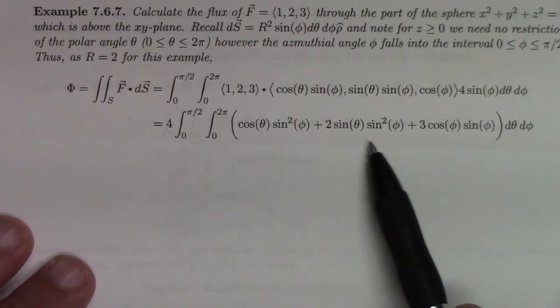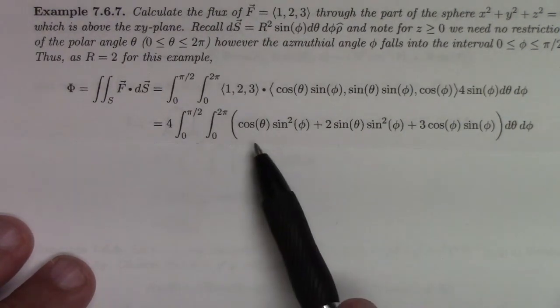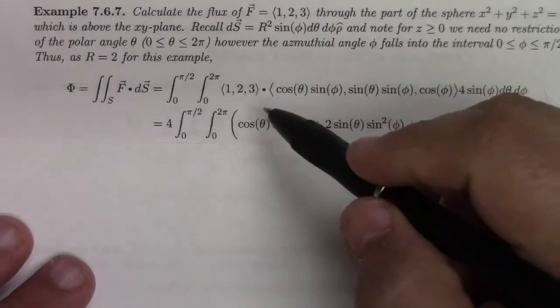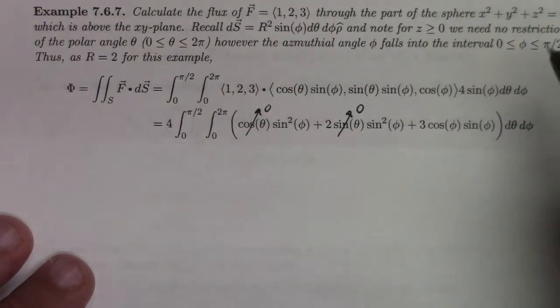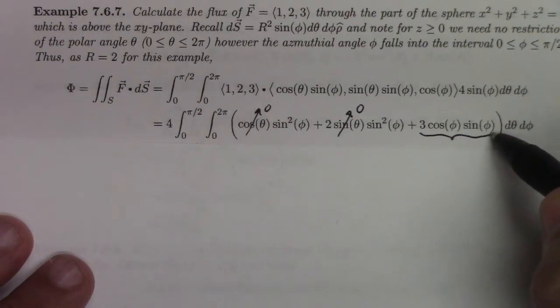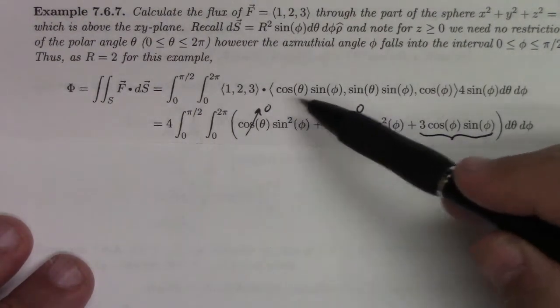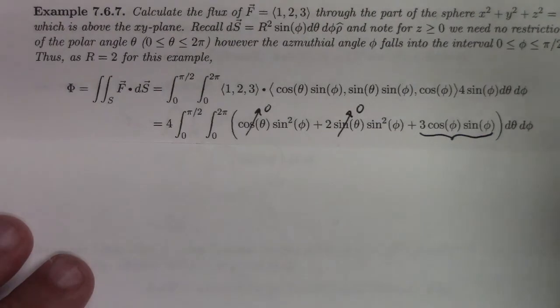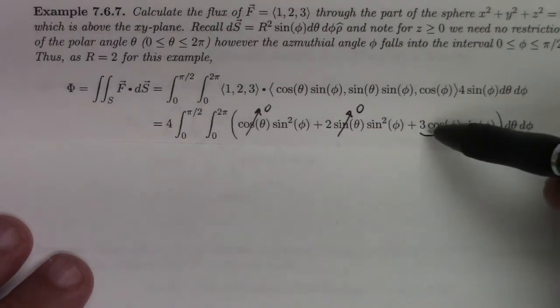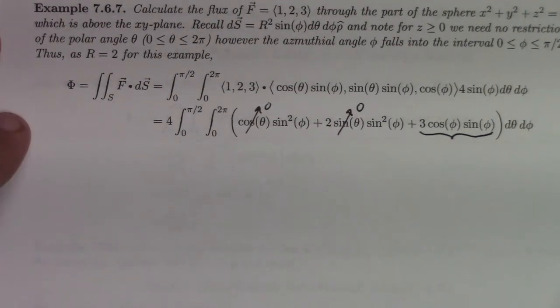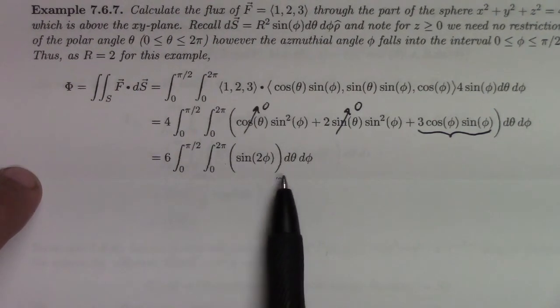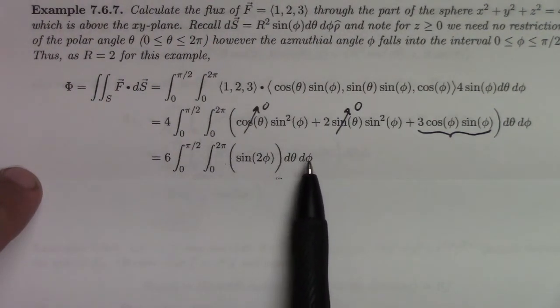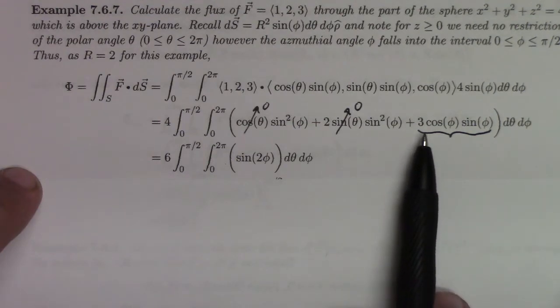Since we're integrating theta from 0 to 2 pi, this is going to drop out, this is going to drop out. This is the only thing that matters. Everything else, you're integrating sine and cosine over full 2 pi, so it's going away. When we integrate over theta, we just pick up a 2 pi. So we should get like 6, yeah, 6. Where'd my pi go? What'd I do? 6.